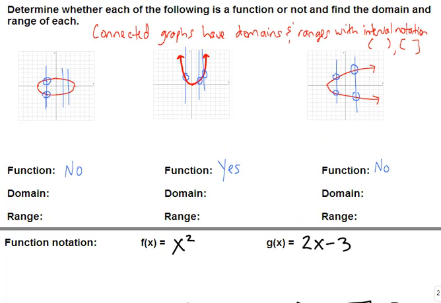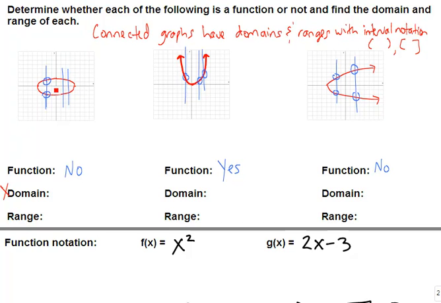When you think about your domain, remember that domain is x's. So we want to think about what x's this graph is going through. And when you think x's, you want to think along that x-axis. Think left to right. What point on the left does my graph start at, and what point on the right does my graph stop at? So what x's do I go through? In this example, our leftmost point starts at -4, and it goes all the way up to +4.